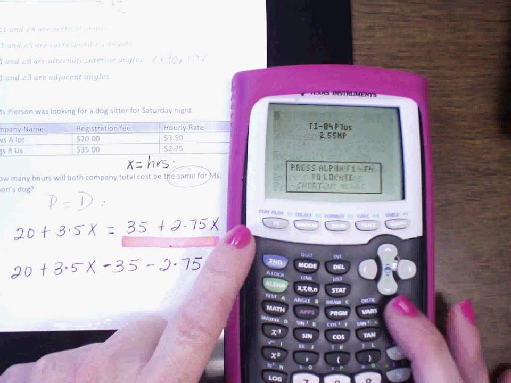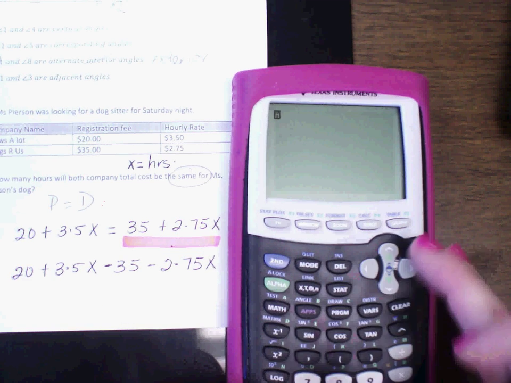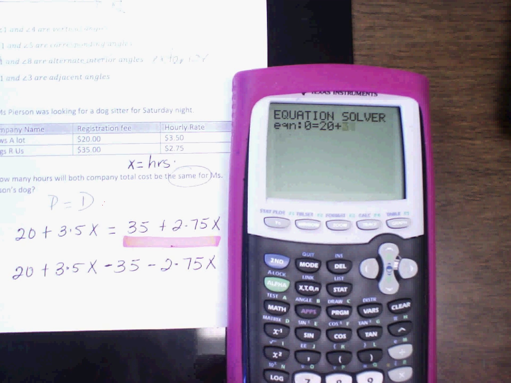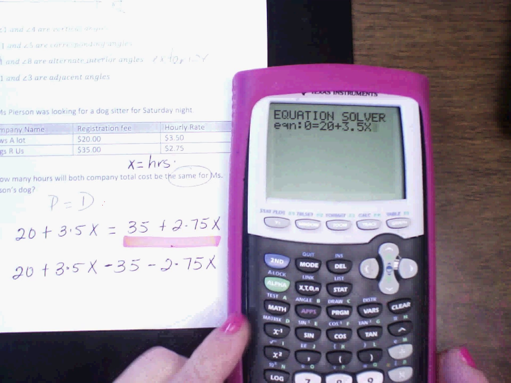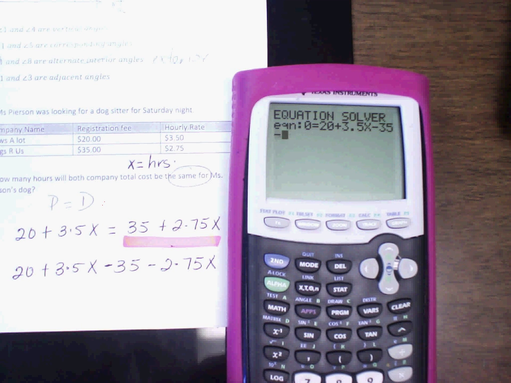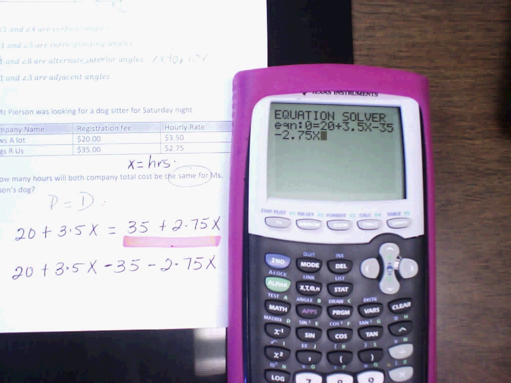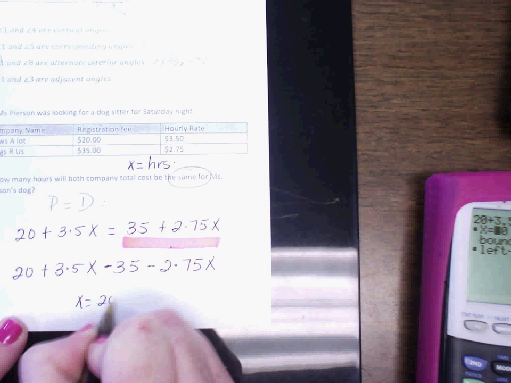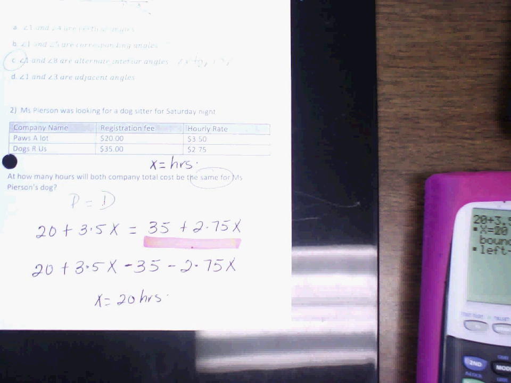All right, then calculator takes over. Clear your calculator. That's the first thing you need to do if you didn't do it yesterday before you turned it in. So, let's go to equation solver and write it like we see it. And then enter alpha, enter. How much? 20.